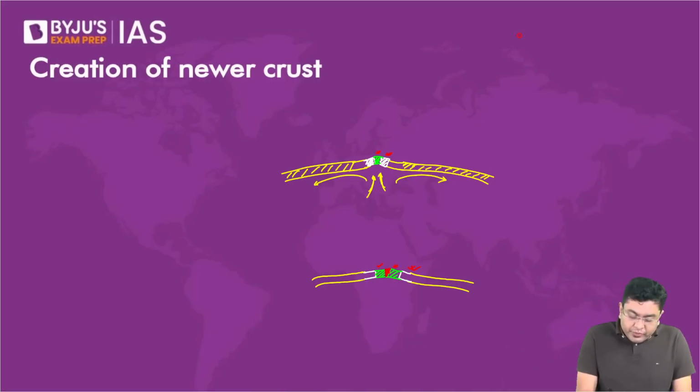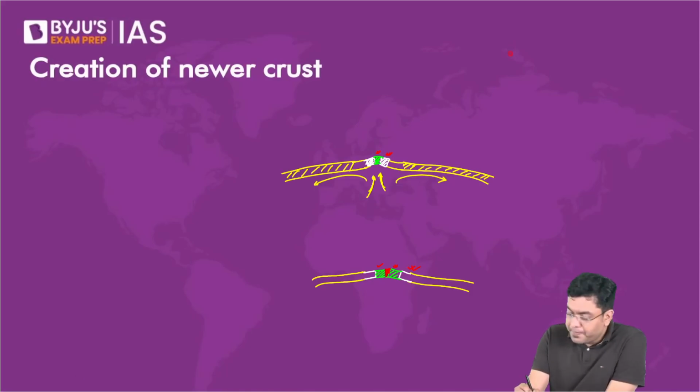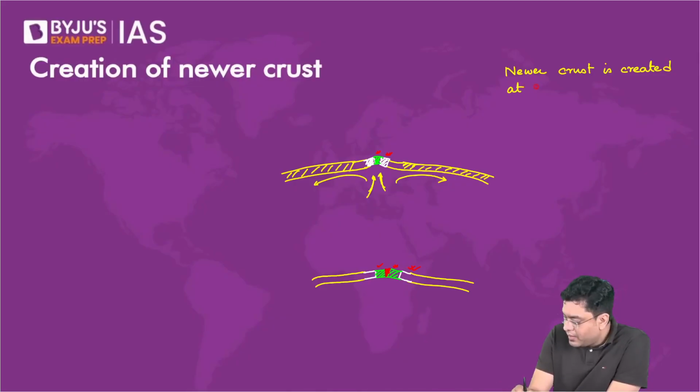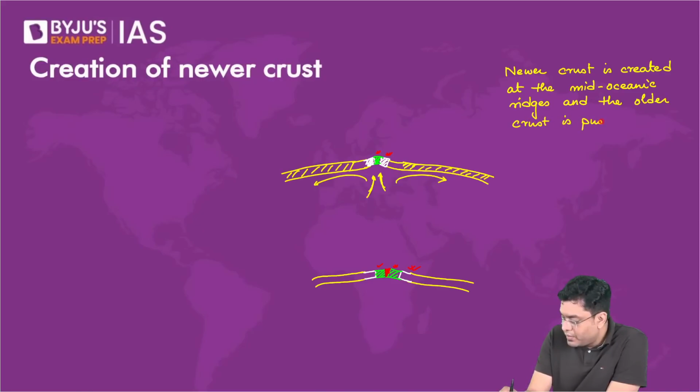So that means newer crust is created at the mid-oceanic ridges. Yes, Sayed, that is correct. Oceanic ridges, and the older crust is pushed to the side.